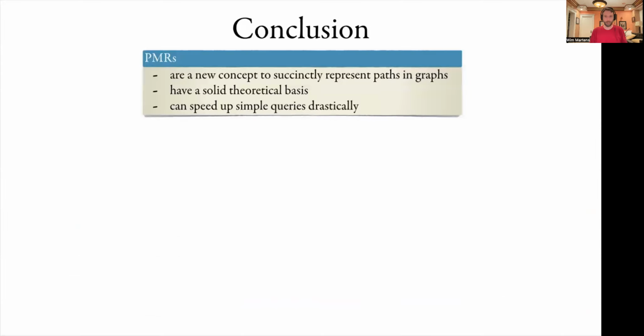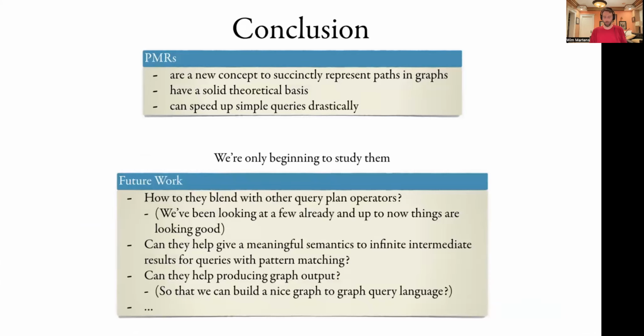And we even compute something that allows you to do later computations on all the paths that are the result of the query. Okay, so to conclude, path multiset representations are a new concept to succinctly represent paths in graphs. They have a solid theoretical basis, and they can speed up things drastically. We are only beginning to study them, and we want to think about a whole bunch of future questions next. Thank you.